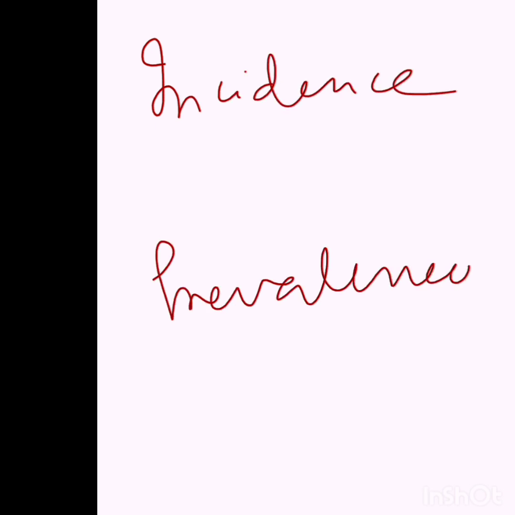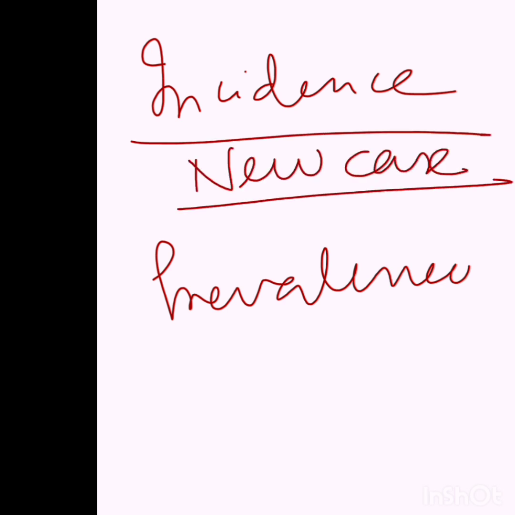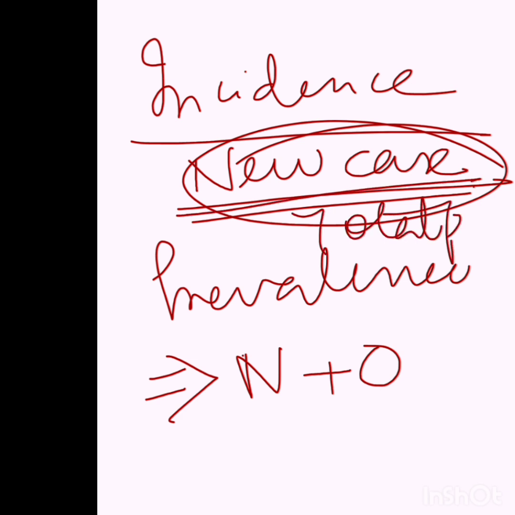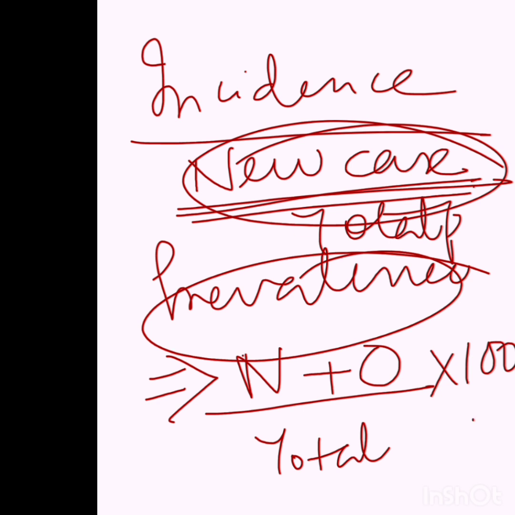So here, make sure you know incidence and prevalence. What is incidence and prevalence? Incidence means the new case. Yesterday we discussed it is new case. New case is the incidence, and prevalence means new plus old. So incidence means new cases out of total population, and prevalence means new cases plus old cases by total population into 100. So prevalence is always a proportion and incidence is a rate, that is into 1000. This is a basic formula you have to study.